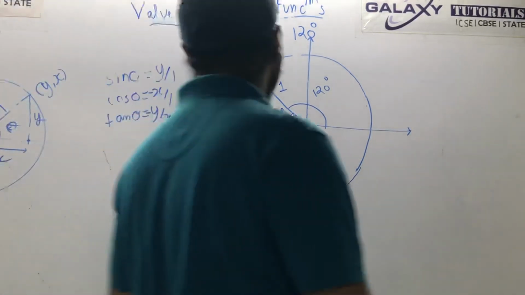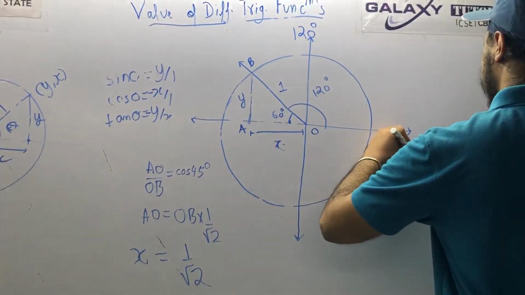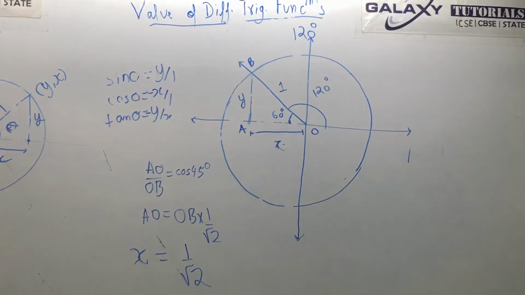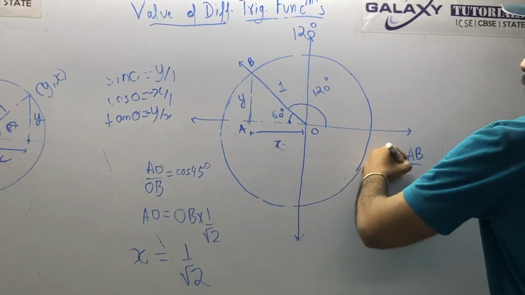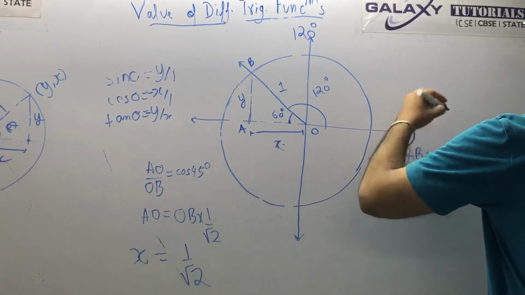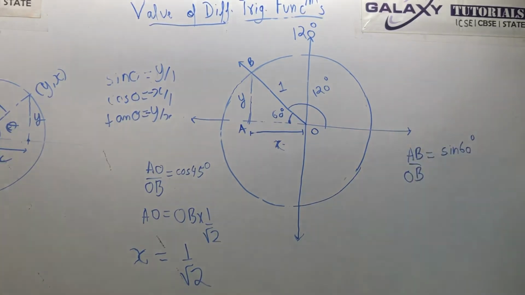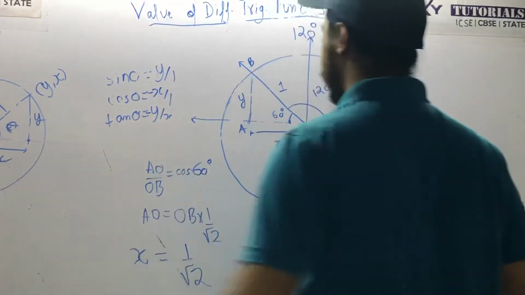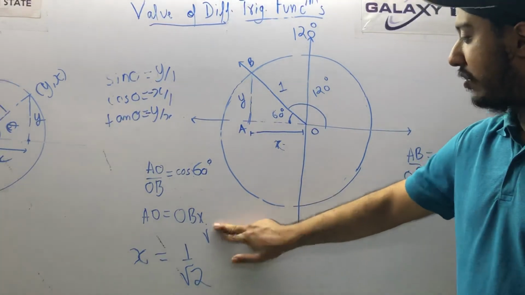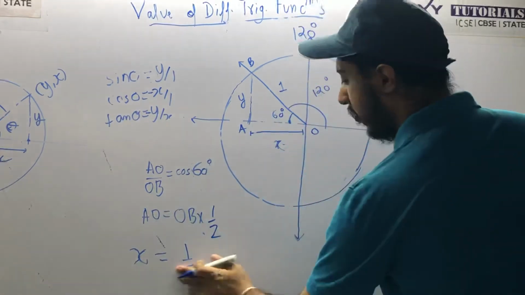Now the next thing you can do here is find the value of y. So the value of y will be AB upon OB, which is equal to sine 60 degrees. Oh sorry, I have written 45 here. This will be 60 degrees. So cos 60 is how much? Cos 60 is 1 by 2. So this will be 1 by 2, not root 3 by 2.